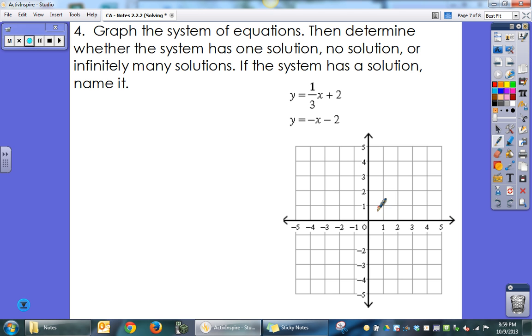Both are already in slope-intercept form. First one has a y-intercept of positive 2 and a slope of 1/3. And the second one has a y-intercept of negative 2 and a slope of negative 1. So right there is where they intersect. So negative 3 comma 1 is my solution.